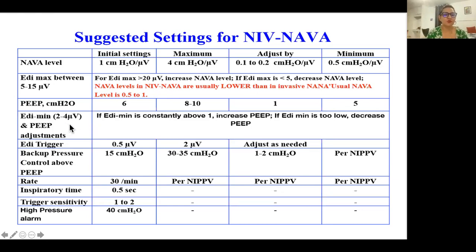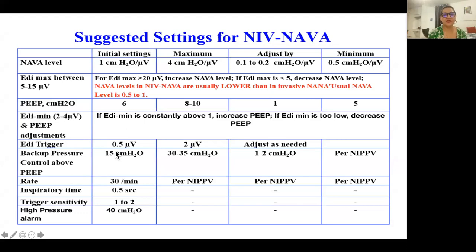EDI minimum is 2 to 4, and that is telling us about PEEP adjustments. If the EDI minimum is high, constantly above 1, then you need to increase the PEEP. If the EDI minimum is too low, then you need to decrease the PEEP. That means the baby is already generating PEEP and doesn't require much. So PEEP adjustment can be done using the EDI minimum, and PIP adjustment and NAVA adjustment can be done by using EDI maximum.